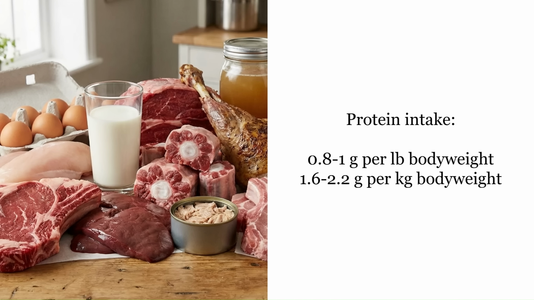Protein intake and leucine are very important. The standard recommendation for protein, 0.8 to 1 gram per pound of body weight, or like 1.6 to 2.2 grams per kilogram of body weight. This is more than enough for building muscle. Some people will even say you can get away with less.